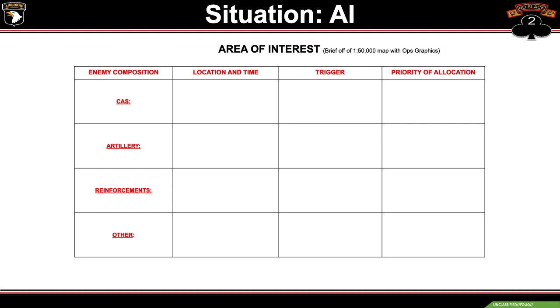And then priority of allocation would just be, which one do we think the enemy thinks is going to be more prevalent to use than the other? And a lot of this, the Battalion S2 section comes up with and briefs down, and then we take this, decipher it, and then push it down to you guys.